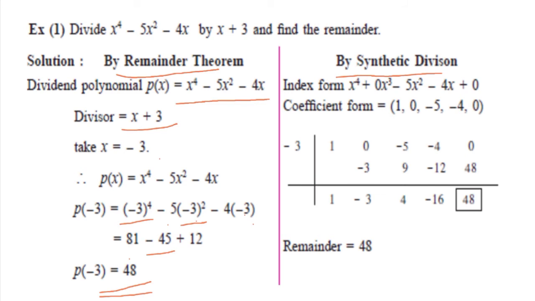This example again solved by using the synthetic division method. First of all we can write the index form. Here x raised to 3 is a missing term, therefore x raised to 4 plus 0x cube minus 5x square minus 4x, also the constant term is missing, that's why it can be written as 0. Therefore the coefficient form is 1, 0, minus 5, minus 4 and 0.